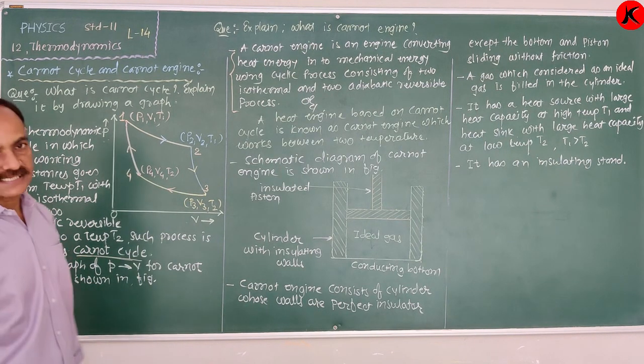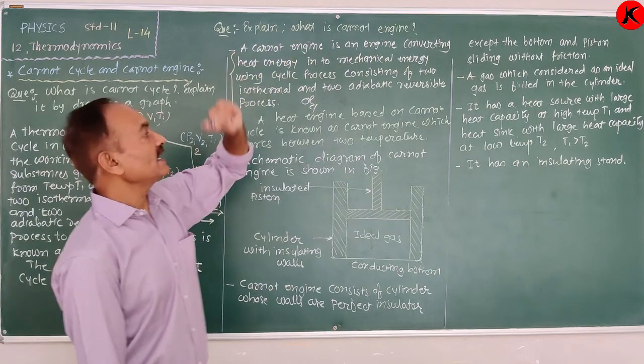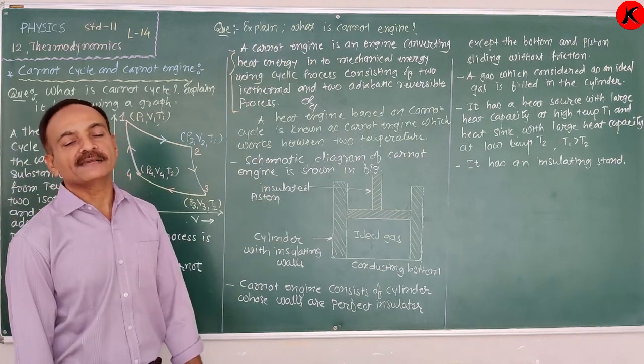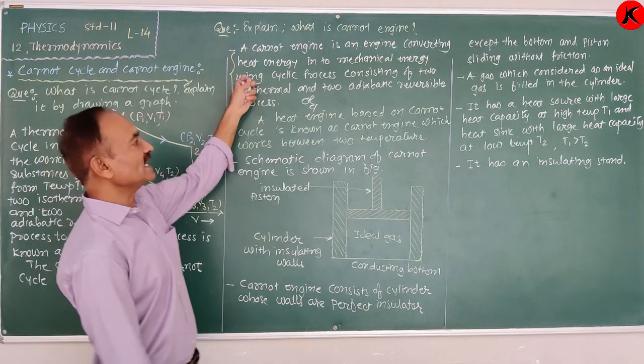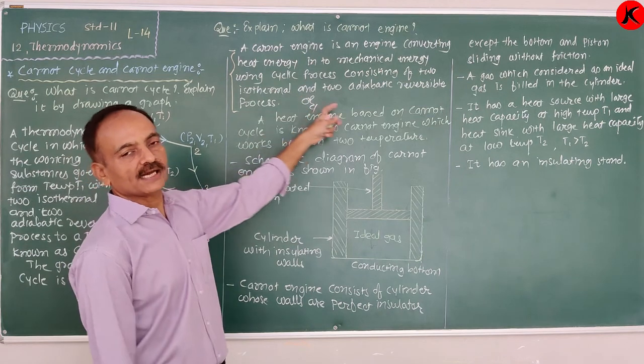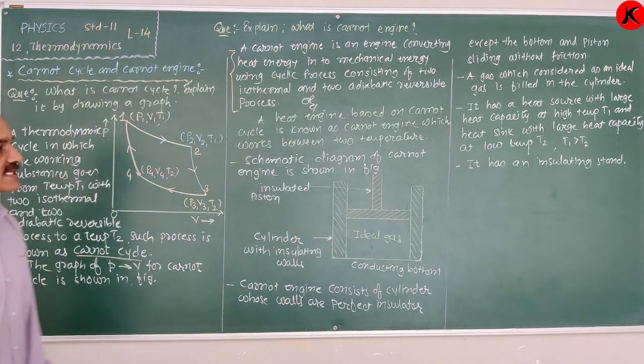Again, we repeat the definition. A Carnot engine is an engine converting the heat energy into the work or the mechanical energy, using a cyclic process consisting of 2 isothermal and 2 adiabatic processes.